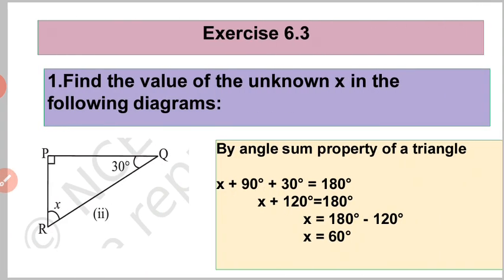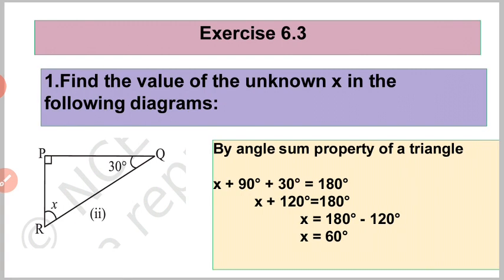So let us start with exercise 6.3. In this we are taking question number 1. Find the value of unknown x in the following diagrams. So we have to find the value of x. In the second part, angle P is equal to 90 degree. Angle Q is 30 degree, whereas we need to find angle x, that is angle R.